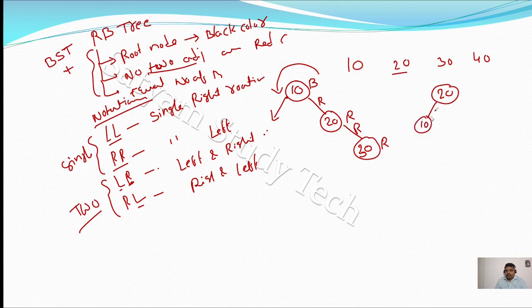Here left is 20, right is 30. Now you can see that 20 is the child of 10, right? But in this case, whenever you perform the left rotation, 20 becomes the parent of 10. Okay, 10 is the child. So these two are changed. So now 10 is a child of 20, and 20 is the parent of 10.